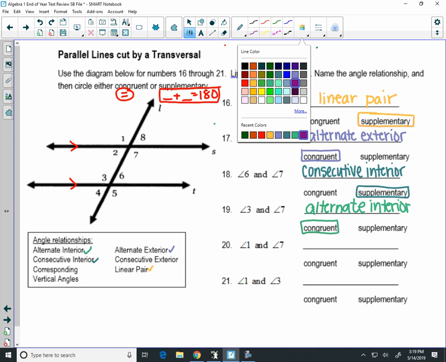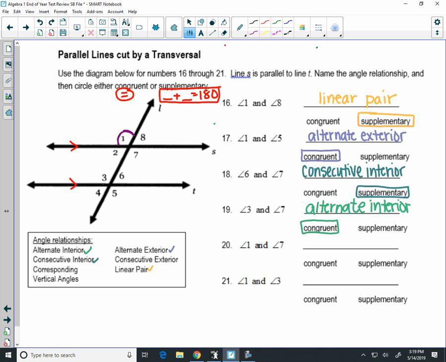All right, 1 and 7. So here's angle 1 and here's angle 7. These make that bow tie shape, and we love the bow tie shape. These are vertical angles. And vertical angles are congruent.